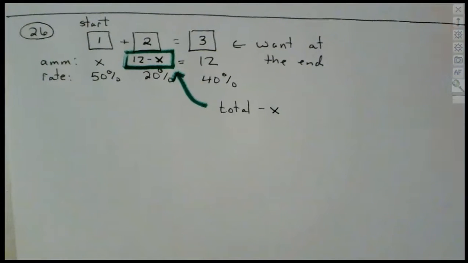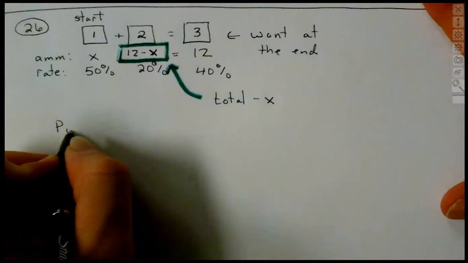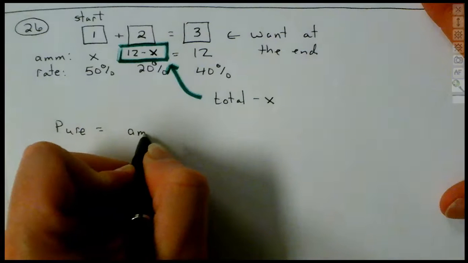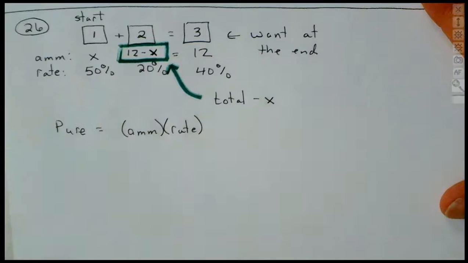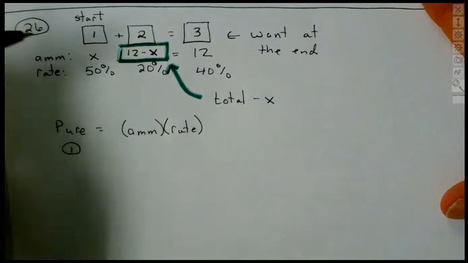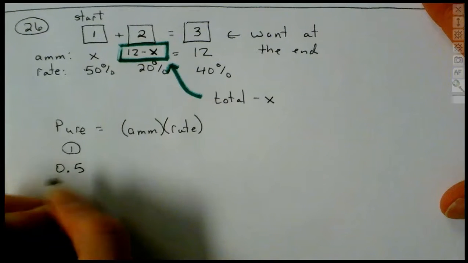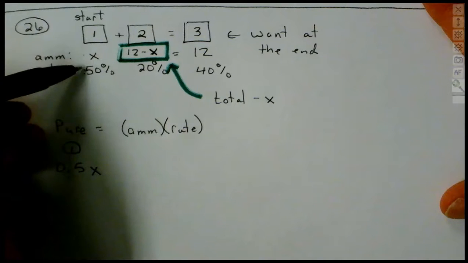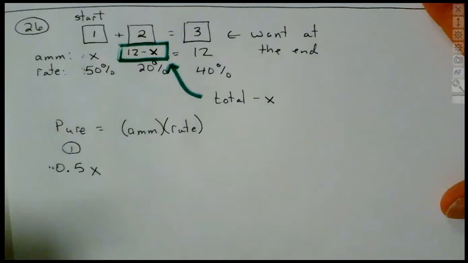Now we can build our equation. And we build our equation by looking at the pure. And your pure is the amount times the rate. And so what do we have for our first one? 50%. So that's 0.5. How much is in there? Unknown amount, X. These go together to give you that. They always do the same.